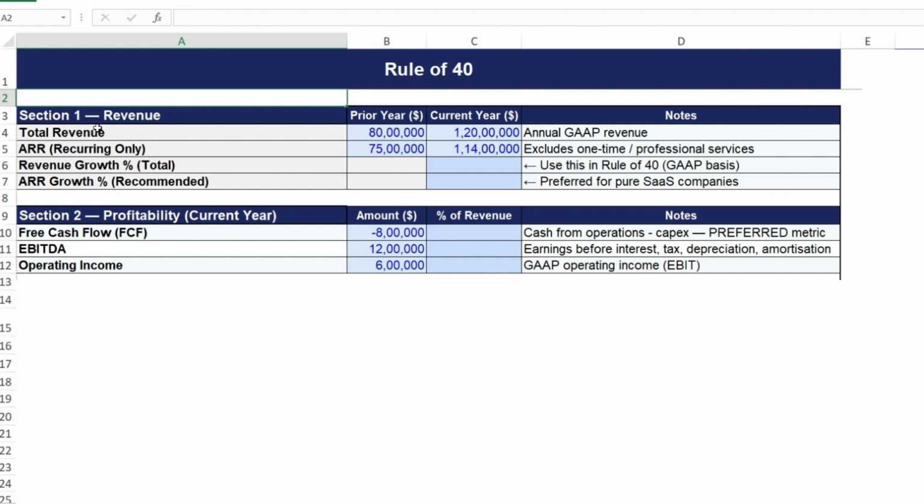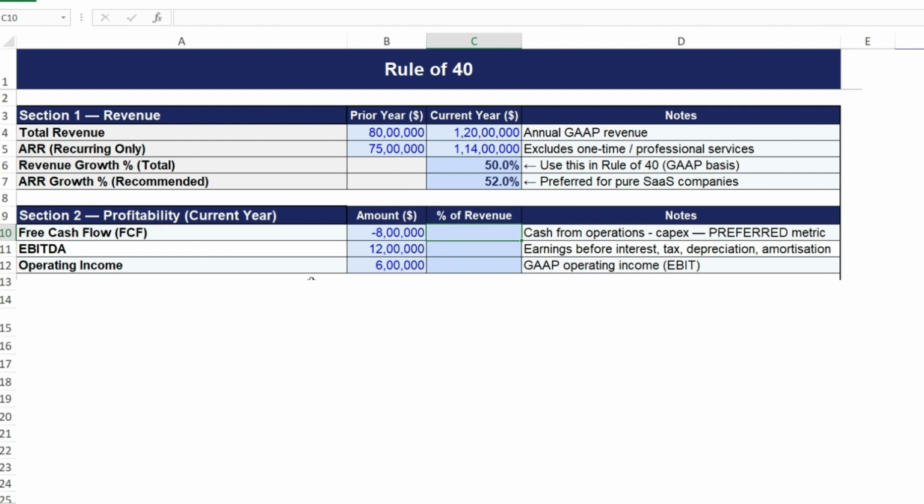Here we have total revenue, ARR, FCF, EBITDA and operating income values. So first of all, calculating revenue growth. To calculate it, we will divide this by this, minus 1, to get the revenue growth. In the same way, we will calculate ARR growth rate by dividing current year ARR by prior year ARR, minus 1, which comes out to be 50% and 52% respectively.